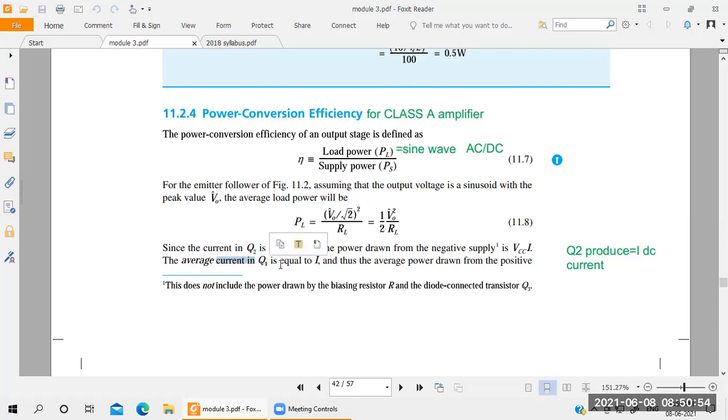Understood? So here they have taken current. The average current of Q1 should be equal to the DC current. So Q1 current and Q2 current are almost equal. Q1 will generate the AC current. Q2 will generate the DC current because Q2 is in biasing mode. So from biasing mode it will generate the DC current. Q1 will generate the AC current. So now Q1 and Q2 current are almost equal here.